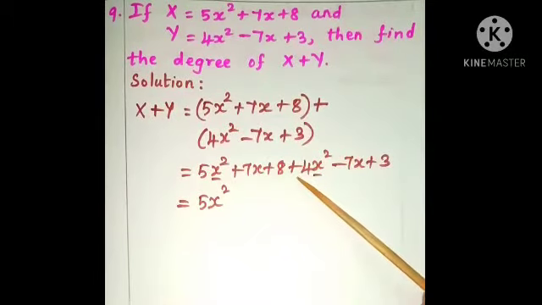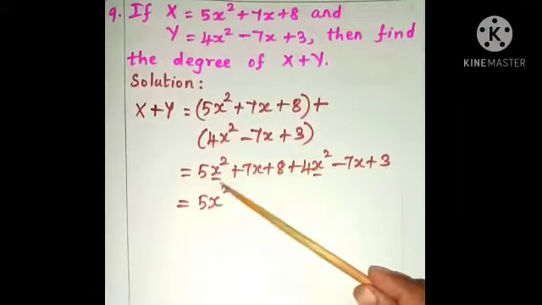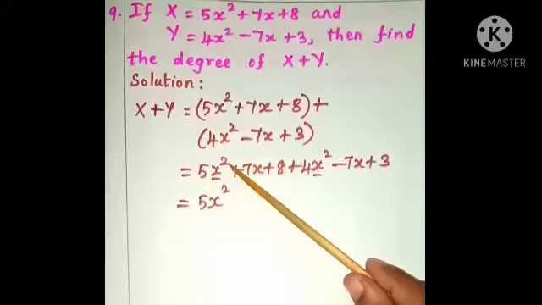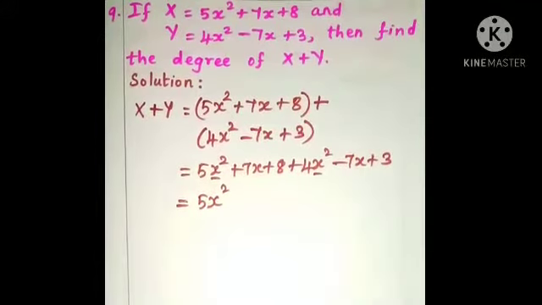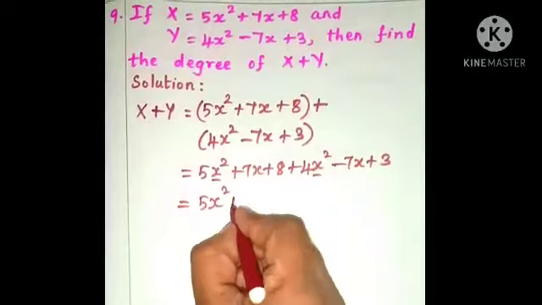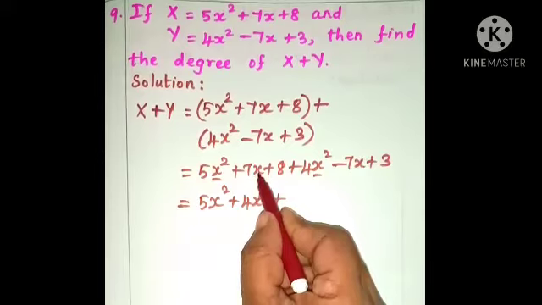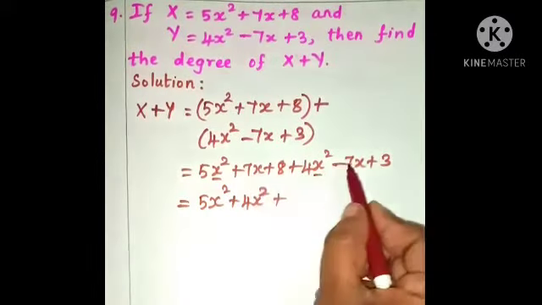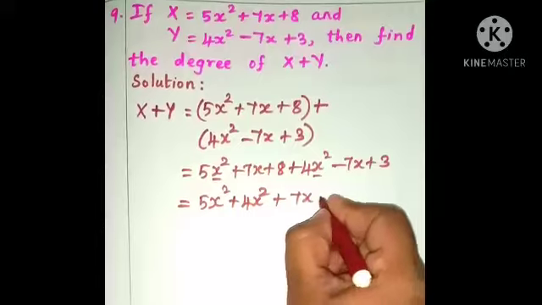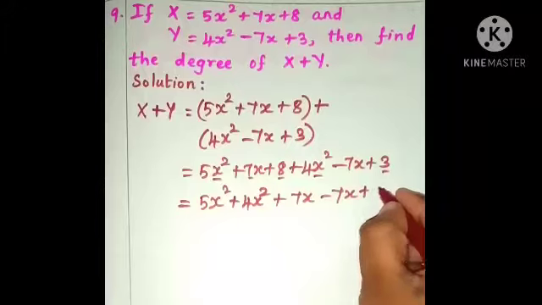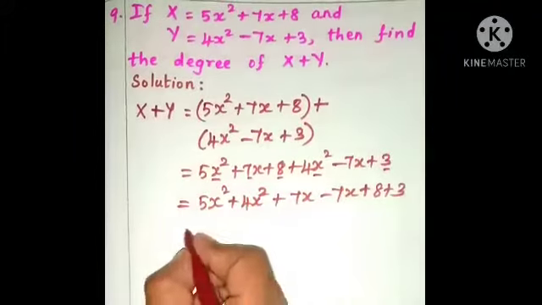And now we can rearrange the expression in like terms. Let us first group the like terms in x square, that is 5x square plus 4x square plus 4x square, and then group the like terms in x, which is plus 7x minus 7x plus 7x minus 7x, and finally the constant values 8 plus 3.